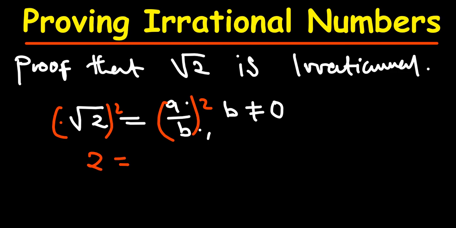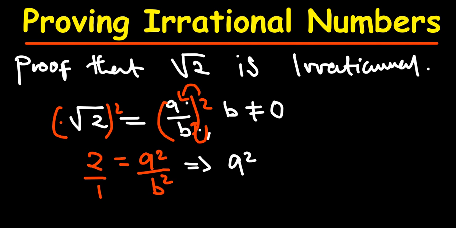When we square this side, we are going to get 2 is equal to, here the square goes to the a and it also goes to the b, so we have a squared divided by b squared. From here, we are just going to cross multiply, so we are going to have a squared is equal to 2b squared. That statement that I've just written is very important because it's going to give us the first part of our proof that we need. So a squared is equal to 2b squared.